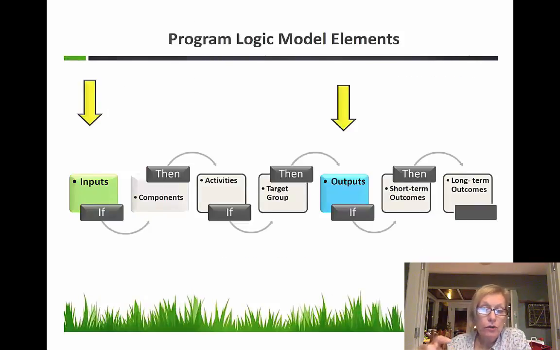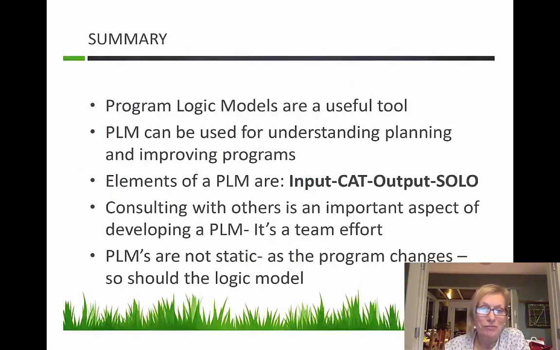And so all these different components are interrelated. So you've got your inputs, which are, if you have these components of this program, then the activities will happen. And if the activities happen with the target group, then the outputs will happen. And the outputs that would be happening are the short-term outcomes. And if the short-term outcomes happen, then the long-term outcomes will happen also. So that's just a summary.